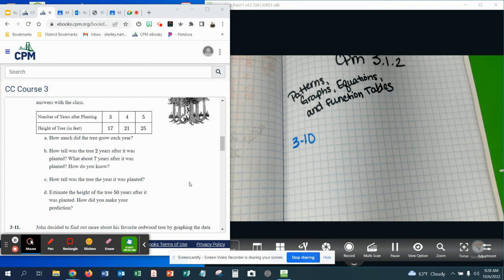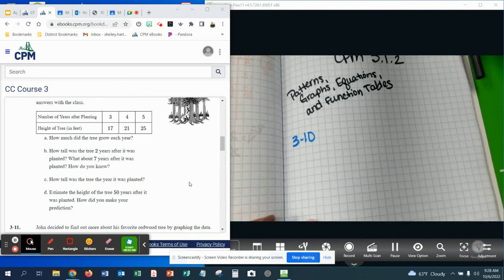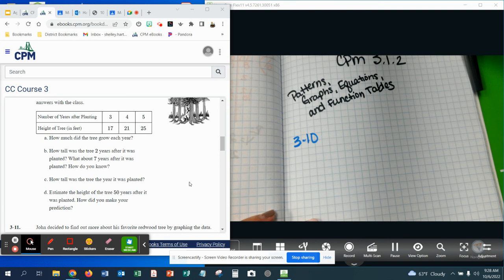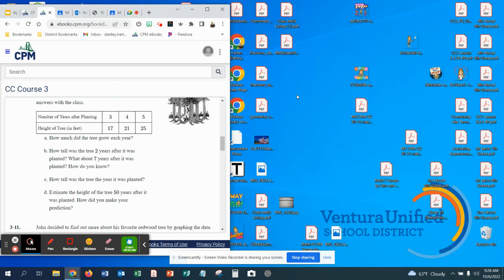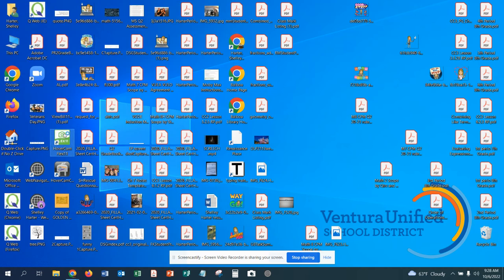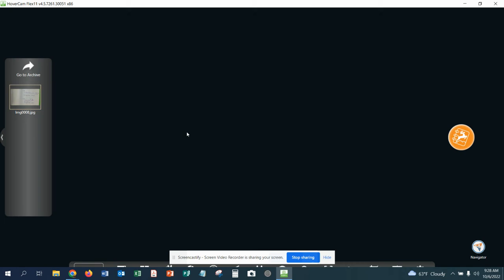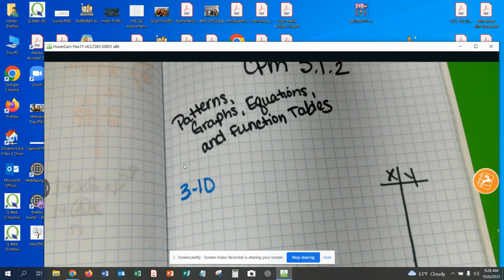So what we need to do is this. We need to make an X and Y table. So let's do it. So don't forget, when making your X and Y table, you want to make sure that you have your 0 involved, right?